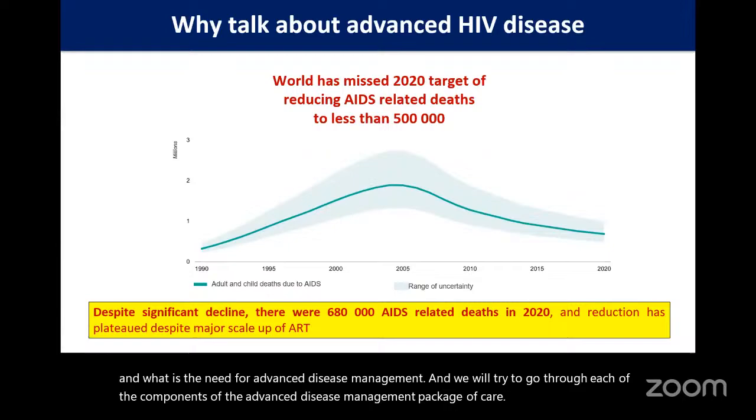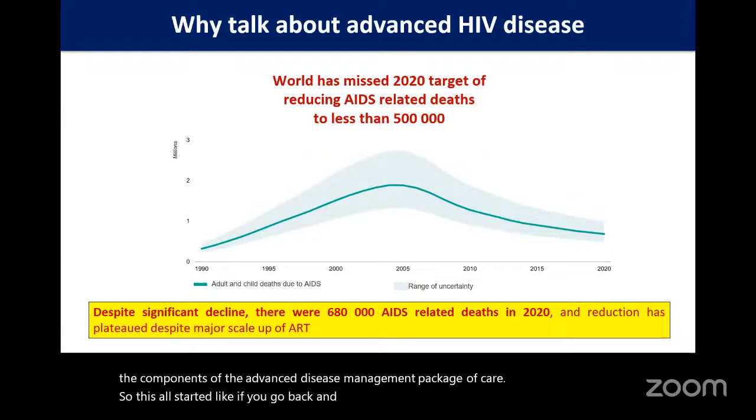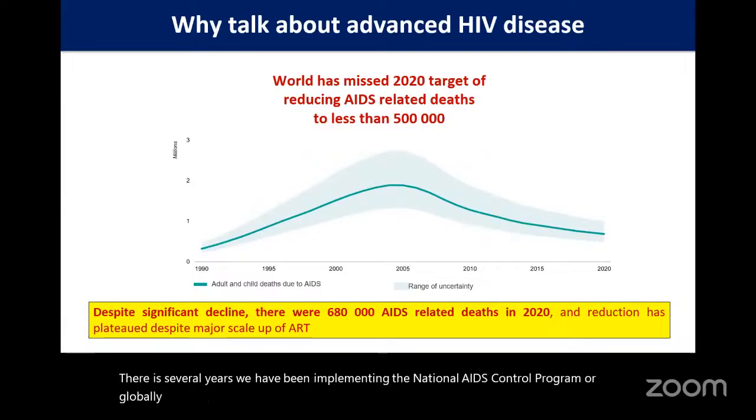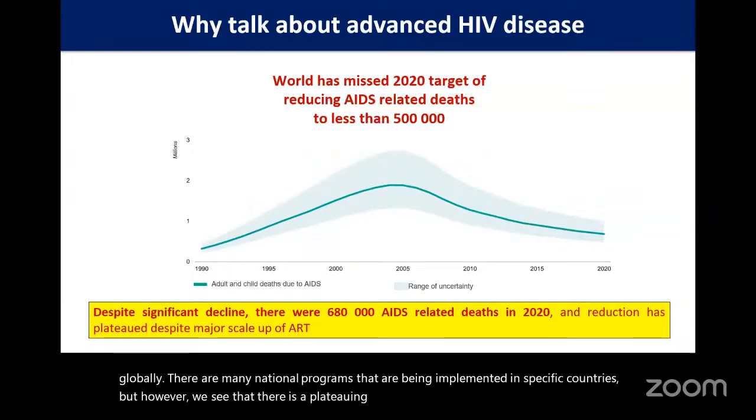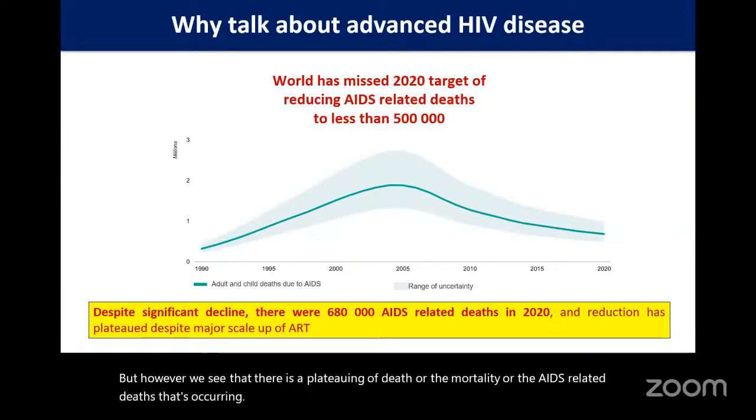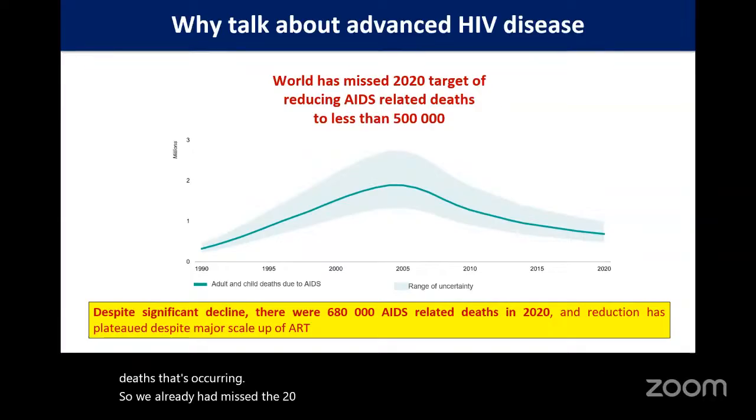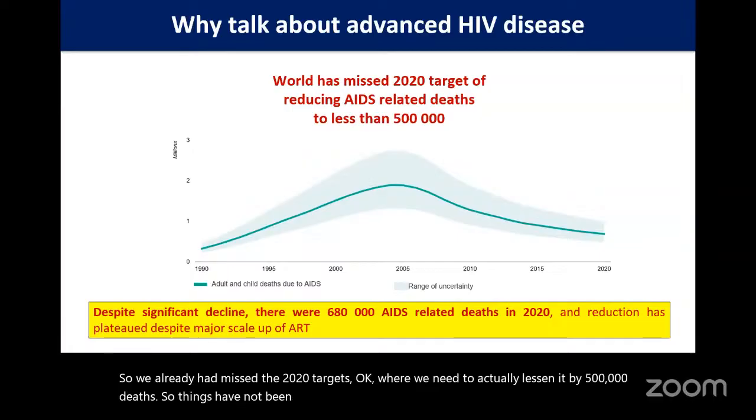So if you go back and see how this all started, for several years we have been implementing the National AIDS Control Program, and globally there are many national programs being implemented in specific countries. However, we see a plateauing of deaths, the AIDS-related mortality. We already missed the 2020 targets, where we needed to lessen it by 500,000 deaths. So things have not been so smooth. The plateauing effect is here. That means there is something we were missing.